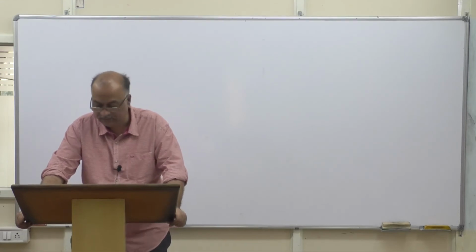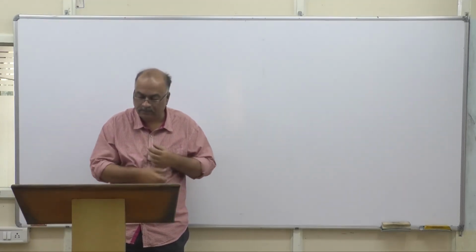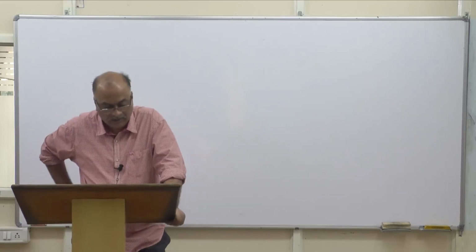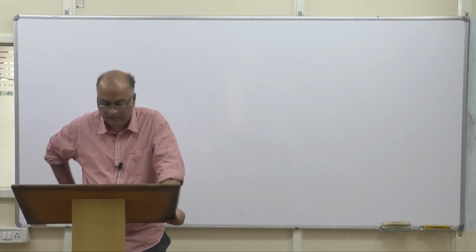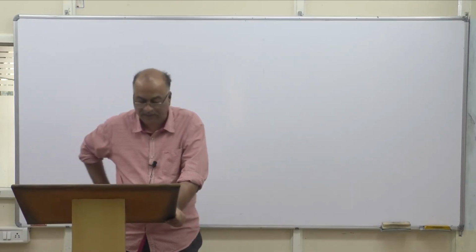1, 2, 3. So the answer is 1, 2, 3. That is Chhattisgarh, Gujarat, Rajasthan. 74B.